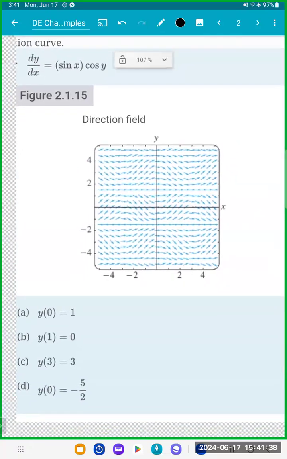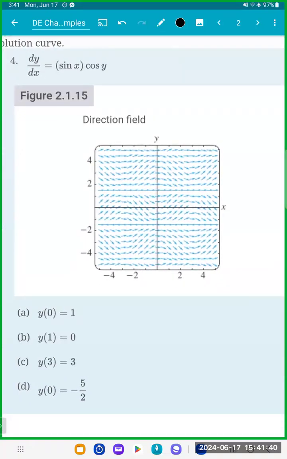So zooming back out just so we could see this first one here. For the first one, I'll do a different color of ink for each one. So let's do A, where y of 0 equals 1. That's telling me my x is 0 and my y value is 1. So where does that occur, right?